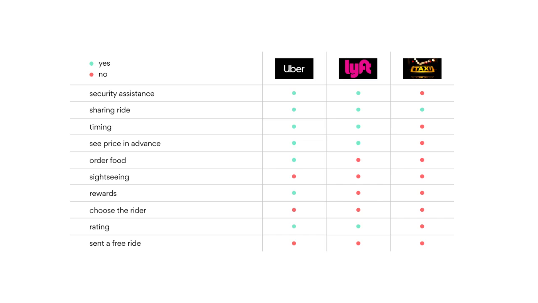Coming to sharing a ride, you can share it in Uber and Lyft, and also in a normal taxi. You can also see the prices in advance in Uber and Lyft, but of course you can't do that in a normal taxi. Coming to ordering food, you can order food through Uber, but you can't do the same through Lyft and a normal taxi. So this is one way of conducting a competitive analysis.